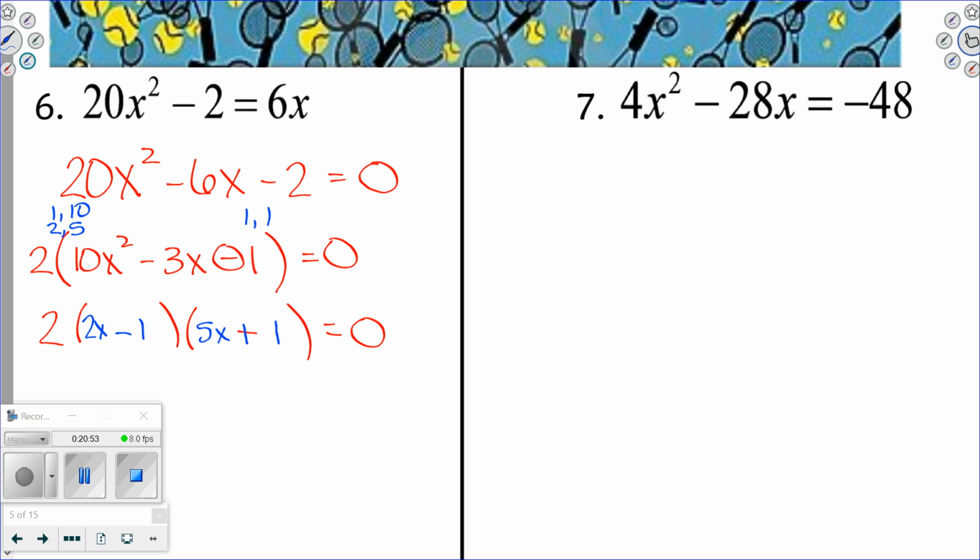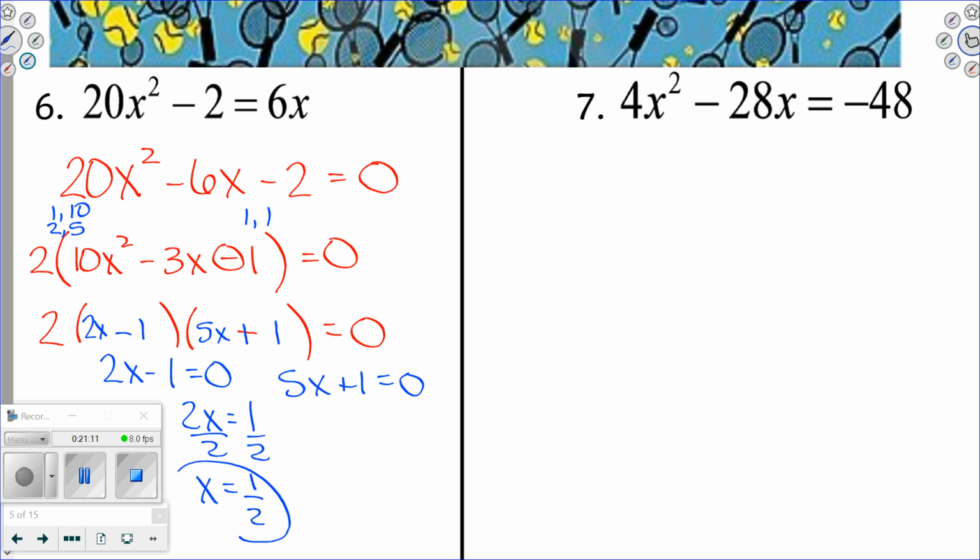Baby brother, does he give me an answer? Nope, no x on him, so I don't care about him. So 2x minus 1 equals 0. 5x plus 1 equals 0. Solving, I have to add the 1 and then divide by 2. So x equals 1/2. On this side, subtract the 1, divide by 5, and we get negative 1/5. So we should have had half and negative 1/5.